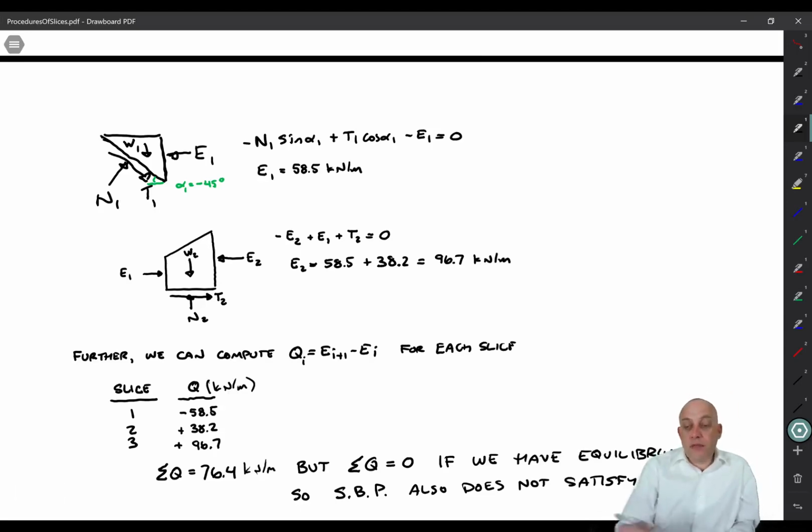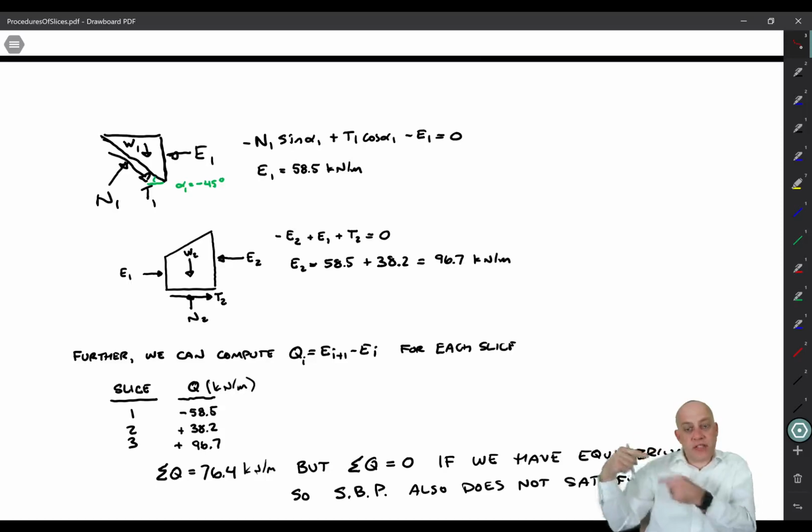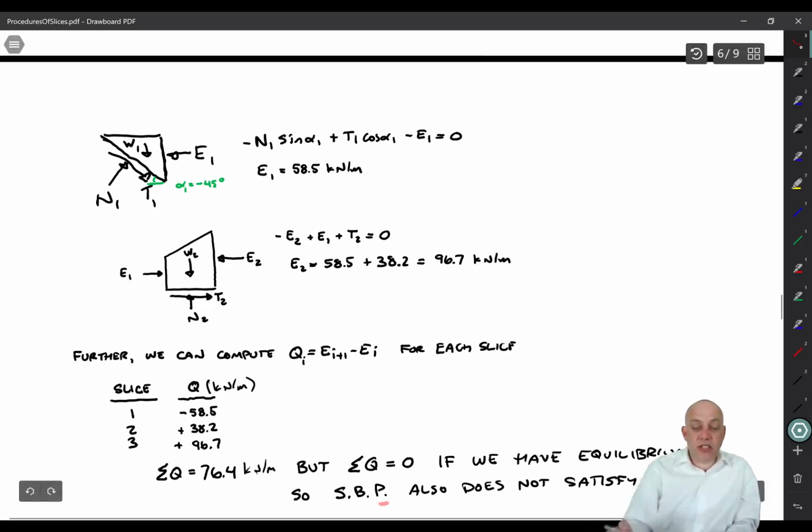So if we did have force equilibrium, the sum of all of those forces would have to be 0, right? All of the interslice force resultants would have to add up to be 0. So that's another indication that the simplified Bishop procedure does not satisfy equilibrium.